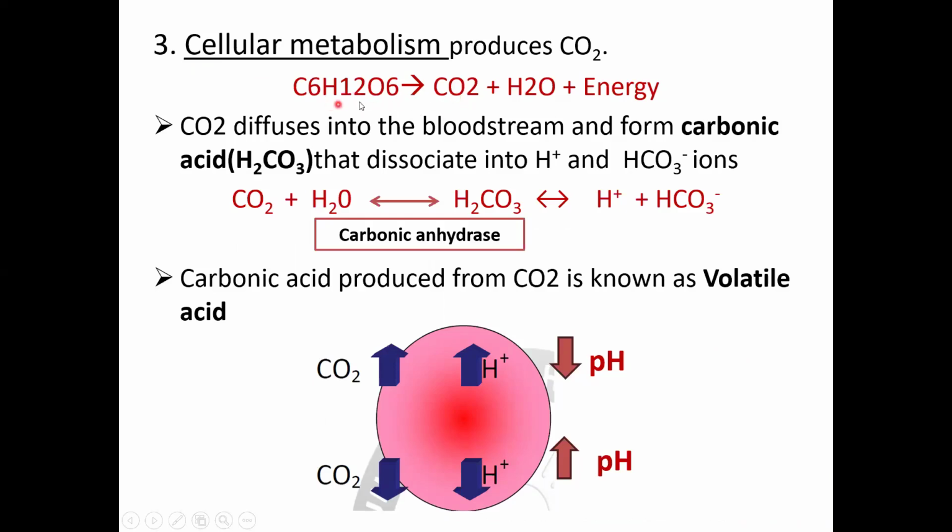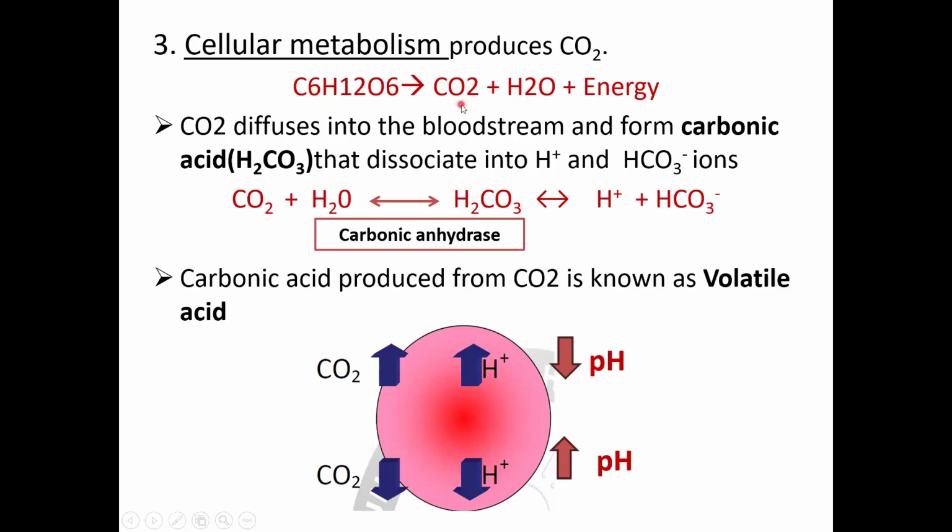First of all, just look at the reaction of how carbon dioxide is produced. This is the chemical formula for carbohydrate, glucose. It is going to be decomposed into carbon dioxide and water, and energy is produced through the electron transport chain. We know that at the cellular level, this is known as cellular respiration, through which energy in the form of ATP is produced by the complete oxidation of glucose to carbon dioxide and water.